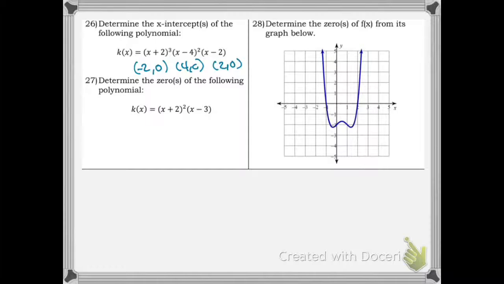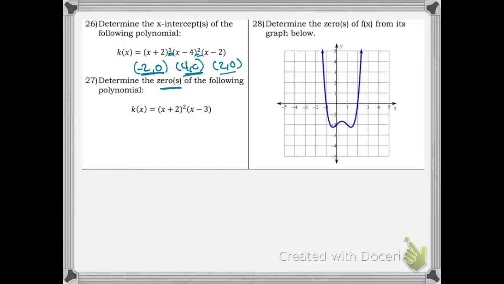Don't forget that these are multiplicities. So if you had further questions on this matter, you would be able to say that this one has a bend, this one has a bounce, and this one is a regular ordinary x-intercept.